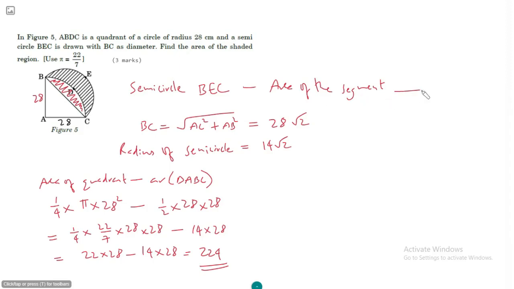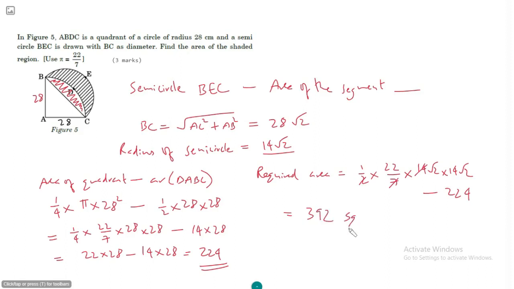Now you can use that in this equation, right? So our shaded area or required area is going to be area of the semicircle BEC, that's half into pi r squared. So that's 22 by 7 into, what is r? R is 14 root 2. So r squared is 14 root 2 into 14 root 2 minus area of the segment, which we have found here as 224. So if you do this calculation, you'll get 392 square centimeters.